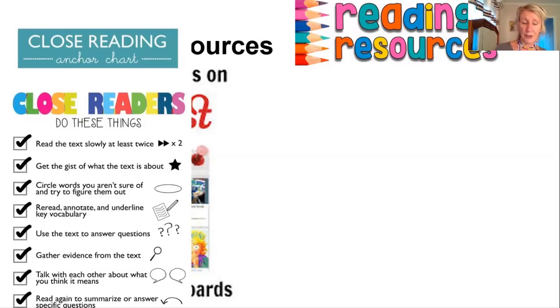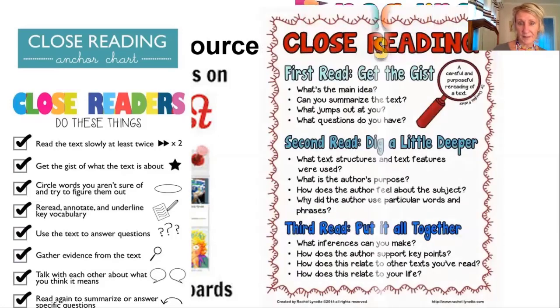Circle the words you're unsure of and try and figure them out. You circle those, reread, gather evidence, and so on. You can tick all those. It's a nice checklist of reading through the reading. Or this is a three-part one.